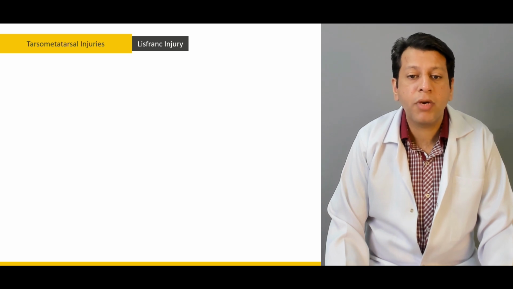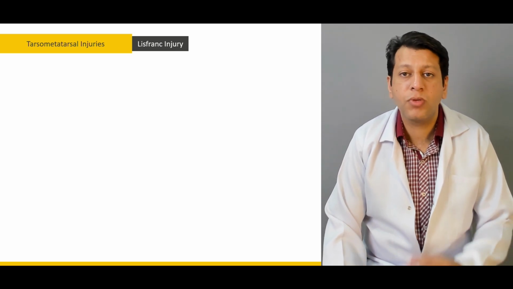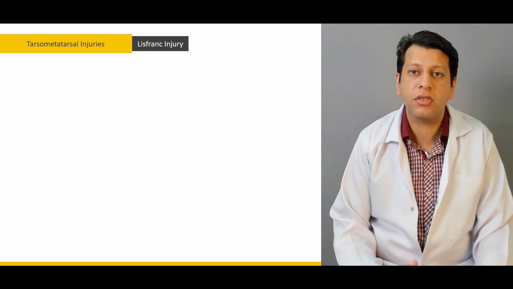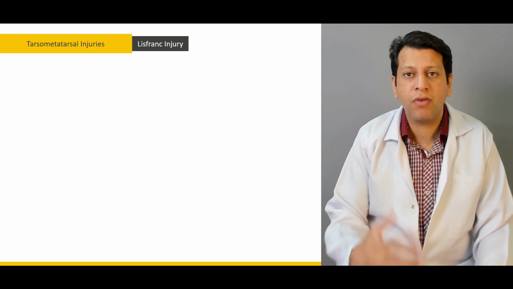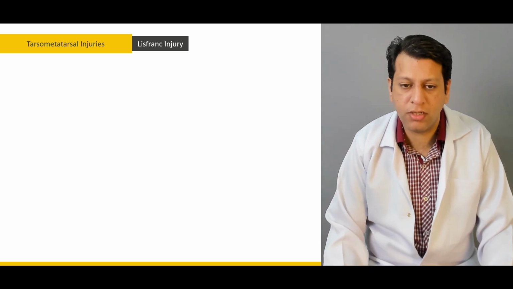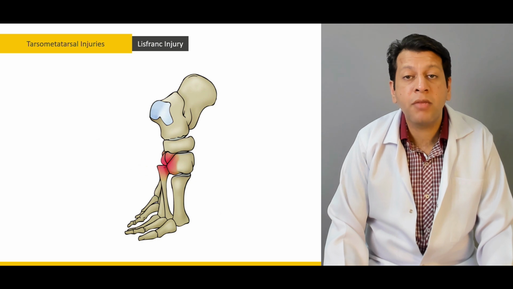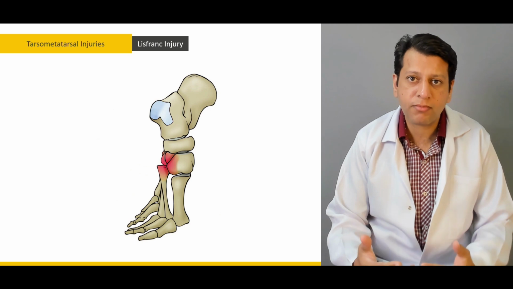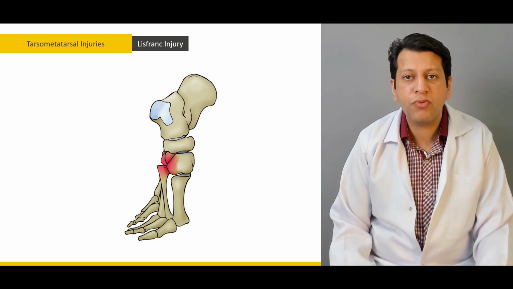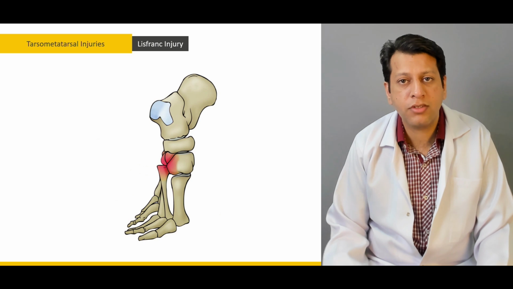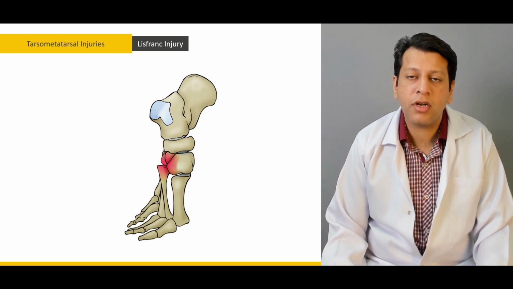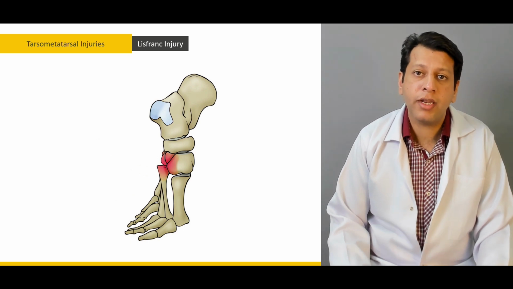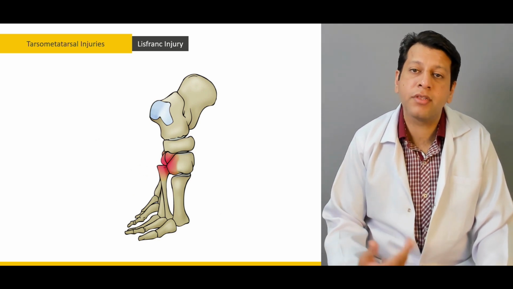Now coming to the tarsometatarsal injuries. Why is it very important? Because the tarsometatarsal joint is a sort of fulcrum on which the biomechanics are based. It is also called the Lisfranc joint. And why was it named Lisfranc? Because Lisfranc was a French surgeon who started forefoot amputation in the First World War, and that is why this joint was named after that surgeon.